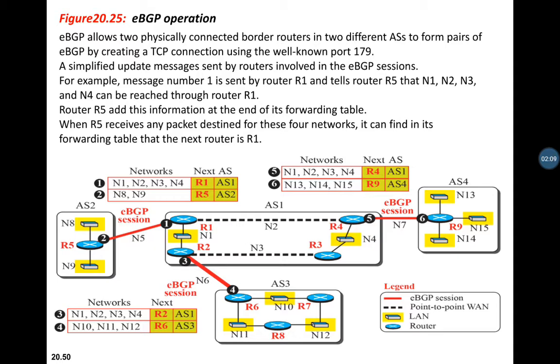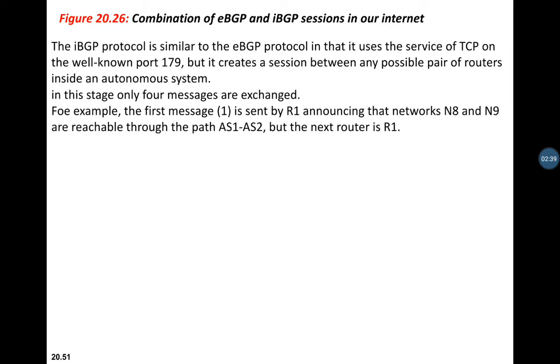Message number 1 is sent by router R1 and tells router R5 that N1, N2, N3, N4 can be reached through router R1. So router R5 adds this information at the end of its forwarding table. And when R5 receives any packet destined for N1, N2, N3, N4, it can find in its forwarding table that the next router is R1. This is the eBGP operation.